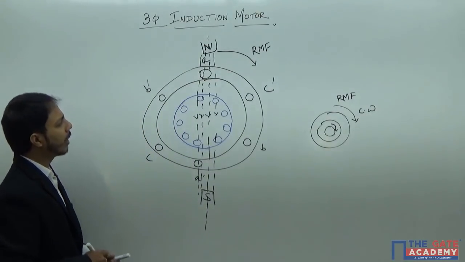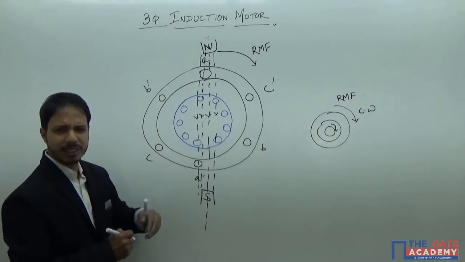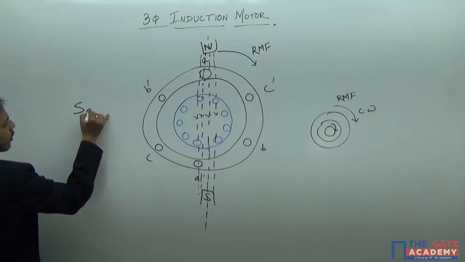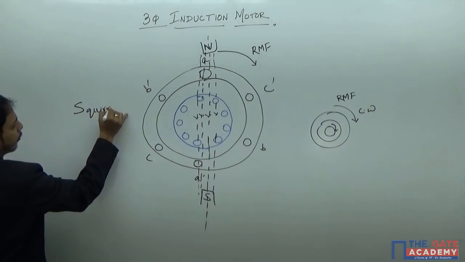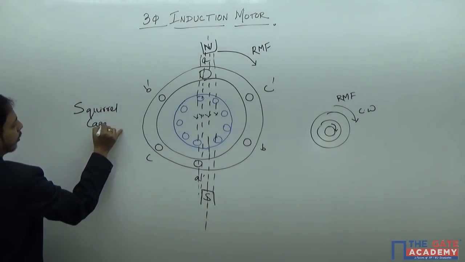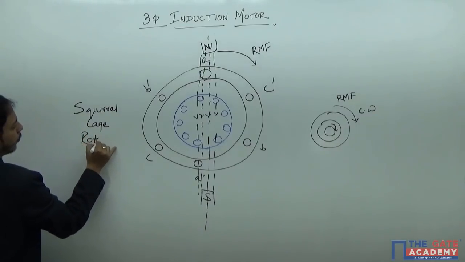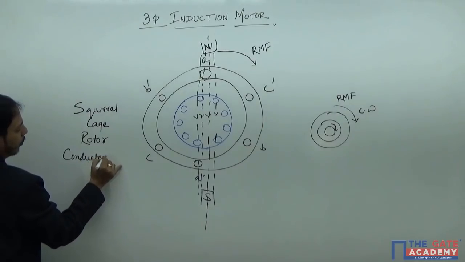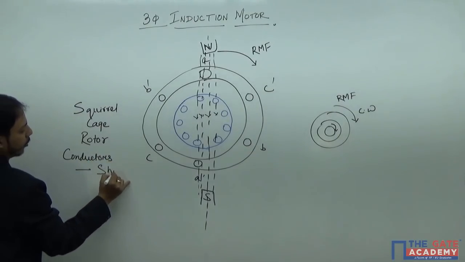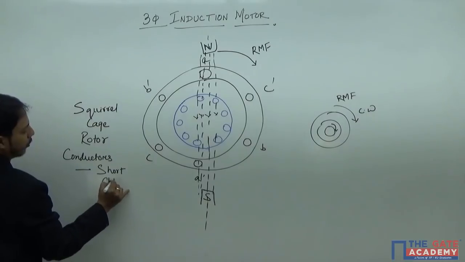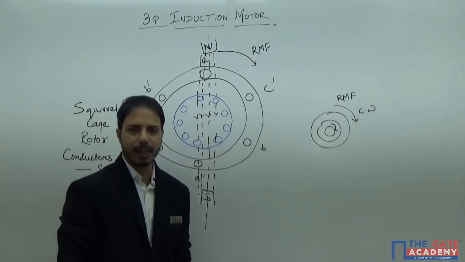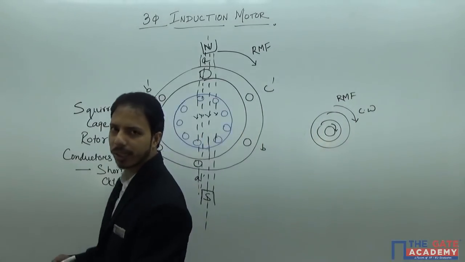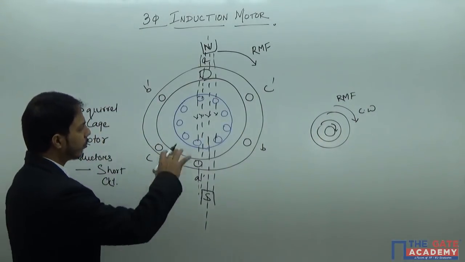So the first thing that we can see at this is that these conductors I have considered a squirrel cage rotor, and the conductors are short-circuited. So conductors here are short-circuited. That means if EMF will be induced, then current will flow in that particular conductors. So now what happens?